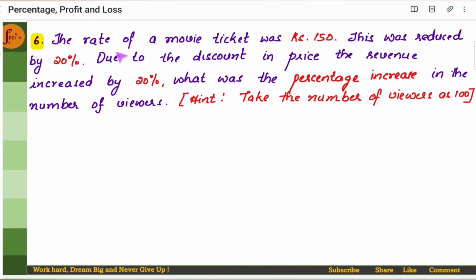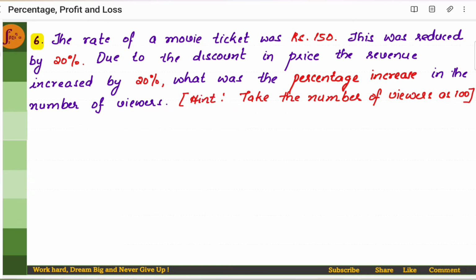Let's take this problem where the rate of a movie ticket was rupees 150. This was reduced by 20%. Due to the discount in price, the revenue increased by 20%. What was the percentage increase in the number of viewers? Take the number of viewers as 100.